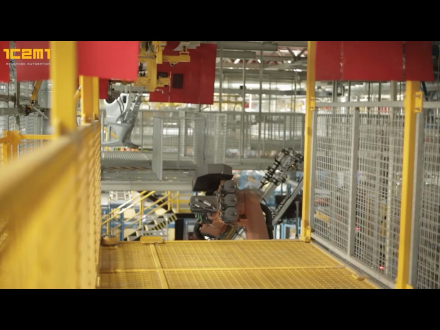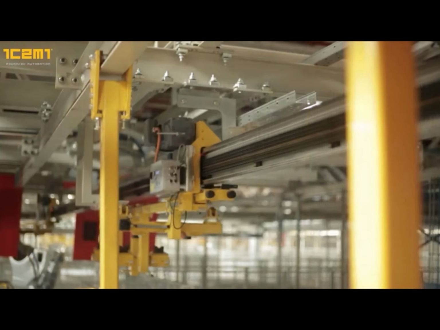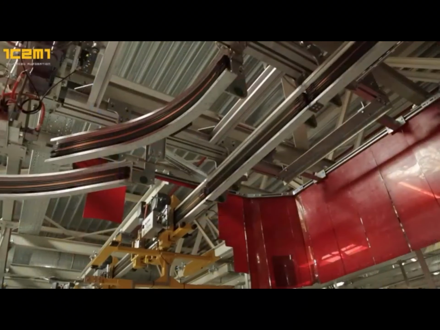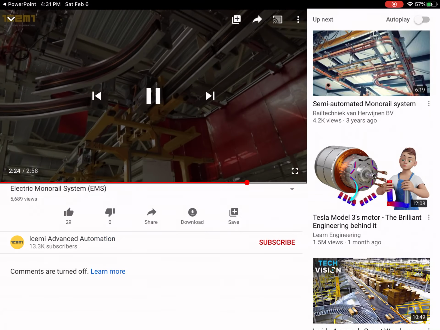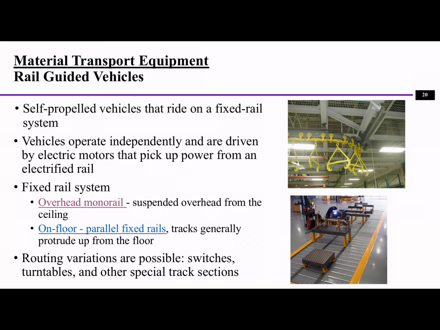So this is a robot arm combined with a monorail. See, all this equipment we have actually already described in this course, and this is actually how the automation works in production companies. It's a combination of several automated equipment. And another one is on-floor parallel fixed rails. So you build the rail tracks on the shop floor.